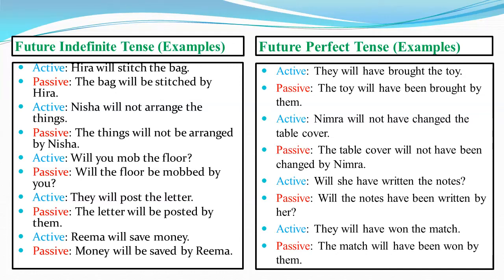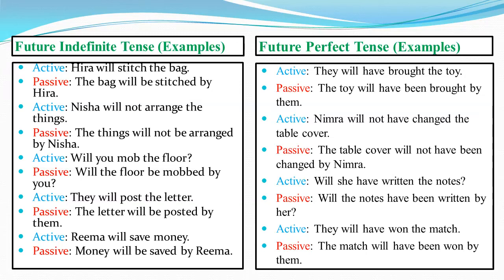Okay, here's another sentence, this is an interrogative sentence: will she have written the notes? And the passive is: will the notes have been written by her? Okay, here's another sentence, the active is: they will have won the match, and the passive is: the match will have been won by them. Okay, dear students, is it clear?